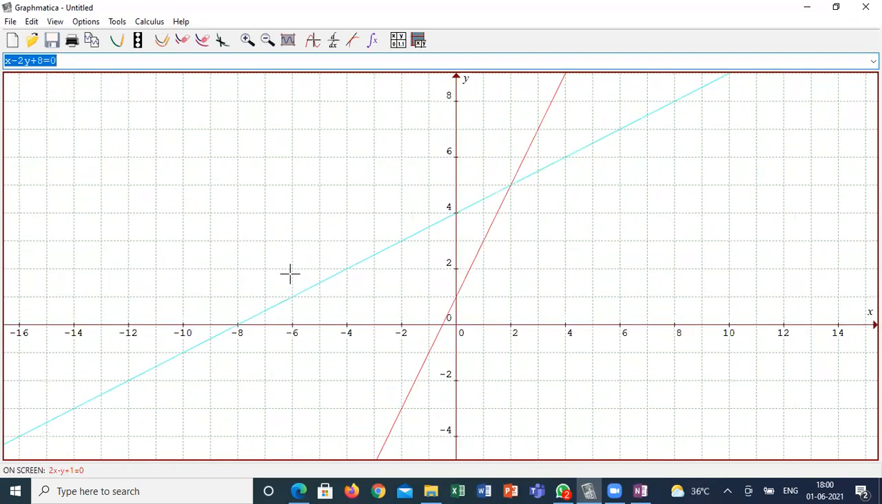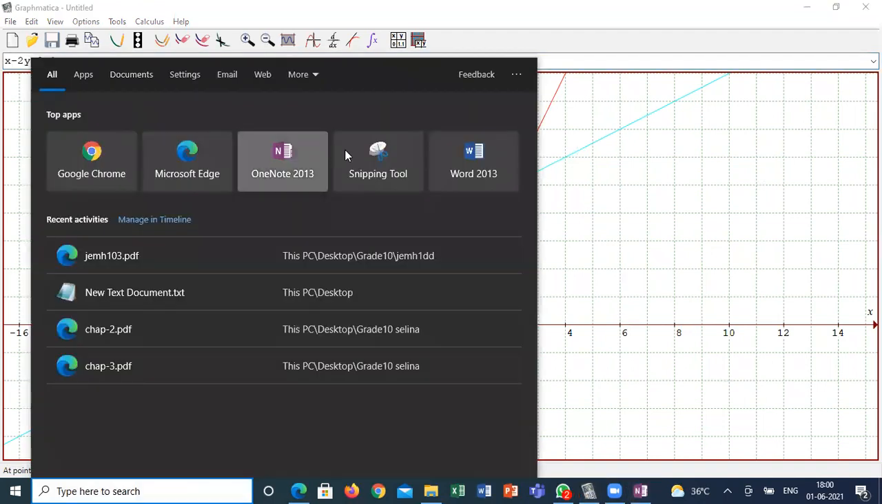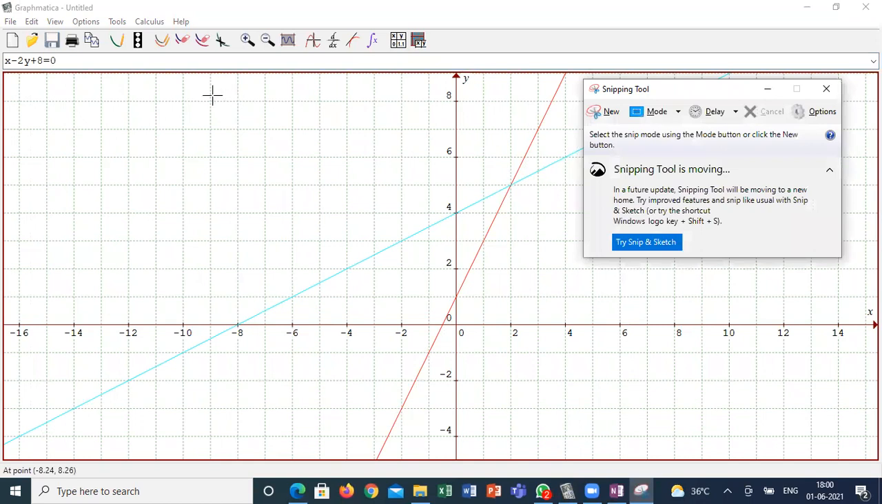Both intersect at which point? Anybody can identify at which point both are intersected? I can say it is 2, 5. Yes, sir. Both are intersected at 2, 5. I'm taking the graph.